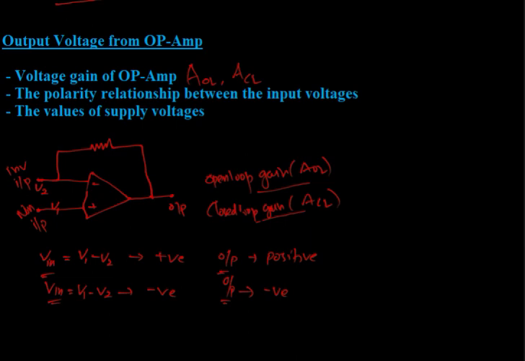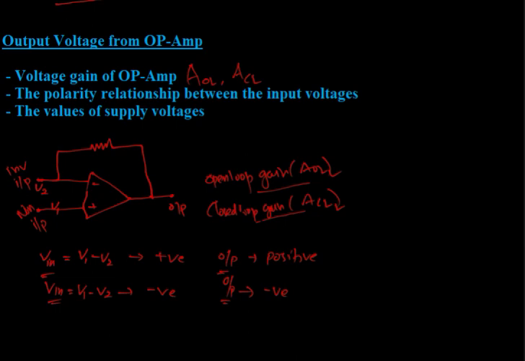The magnitude of the output voltage is determined by the gain of the operational amplifier. If there is no feedback, it is determined by the open loop gain, and if there is feedback, it is determined by the closed loop gain. That we will discuss while discussing different op amp circuits: what is the closed loop gain for different amplifiers?